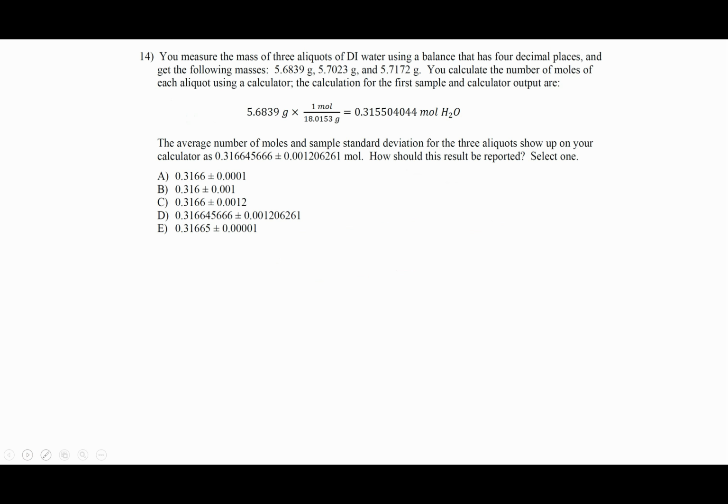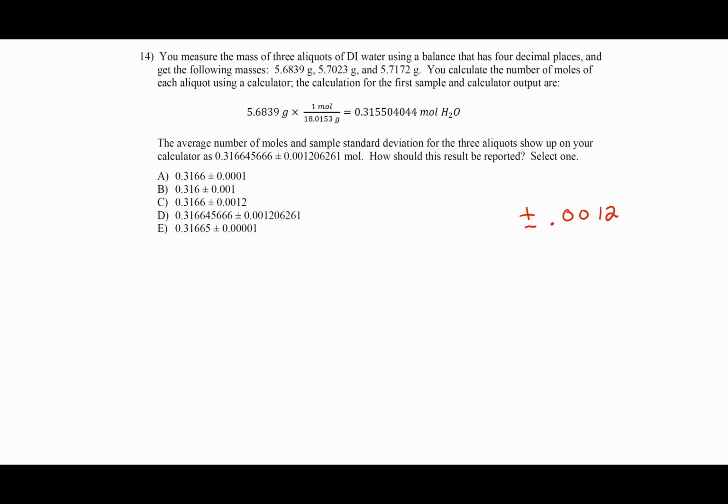You measure the mass of 3 aliquots of DI water using a balance that has 4 decimal places and get the following masses. You calculate the number of moles in each aliquot using a calculator. The calculation for the first sample and calculator output are as follows. The average number of moles and sample standard deviation for all 3 aliquots show up on your calculator as 0.3166456 plus or minus 0.00120626 moles. How should we report the result? Select one. Rule number 1. Report the error with one sig fig unless it begins with a 1 or 2. This begins with a 1 or 2, and it does not round.